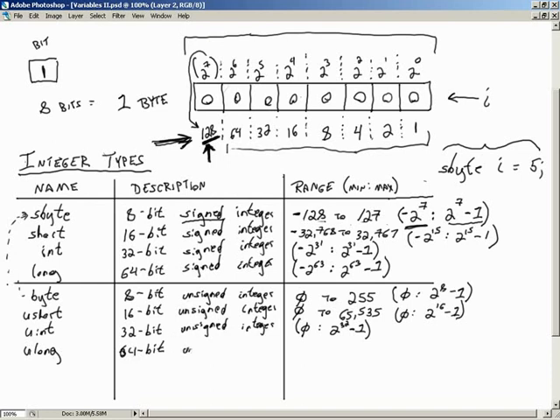So unsigned integer. And again, its range is going to be 0 up to 2 to the 64th power minus 1. There you go.